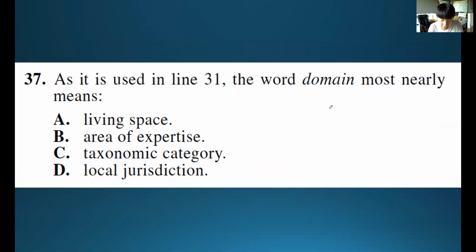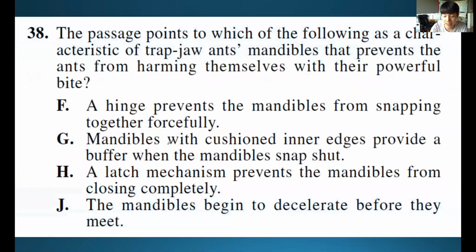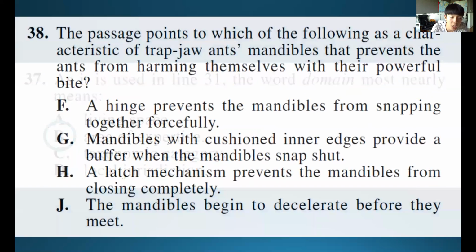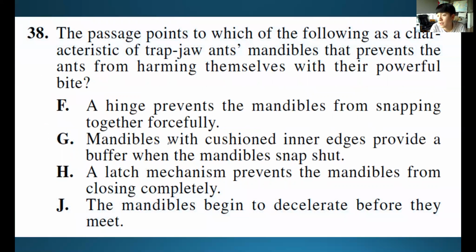37. As it is used in line 31, the word domain most nearly means... What does line 31 say? The biomechanics of energy storage is the domain of these two scientists. What's the domain of scientists? Well, it's the area of expertise, right? Because scientists all have their own domain, or the thing that they study. And area of expertise is kind of a synonym for that. That's a context clues one, but it's not really hard at all.